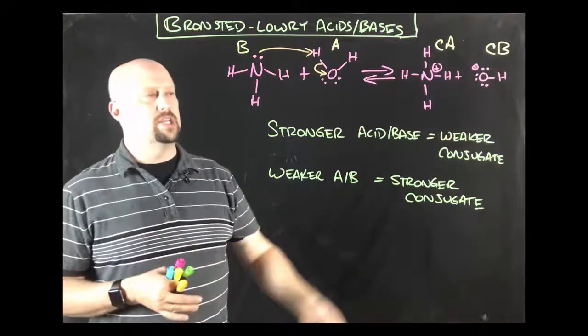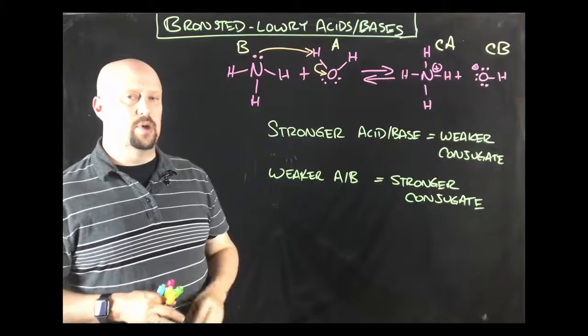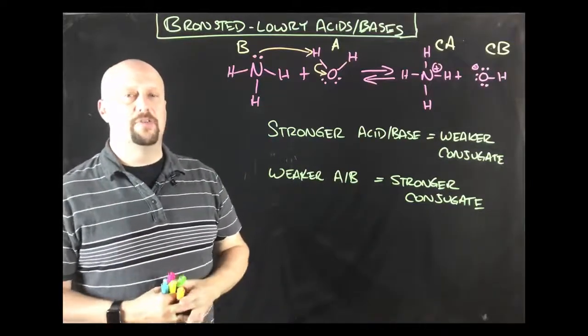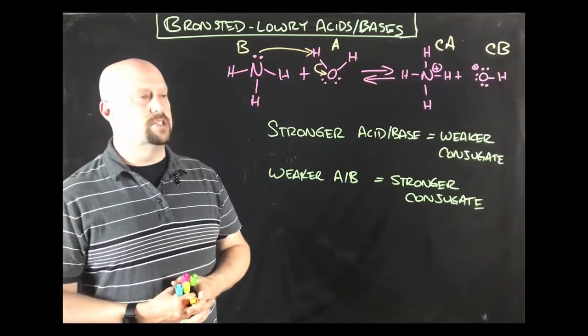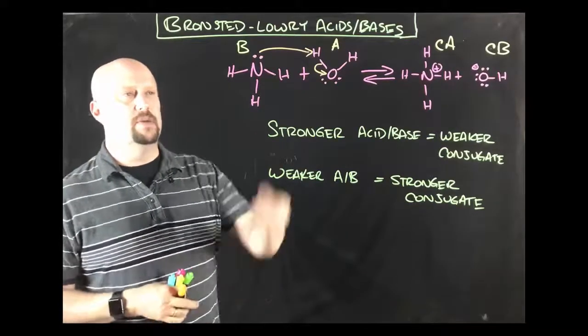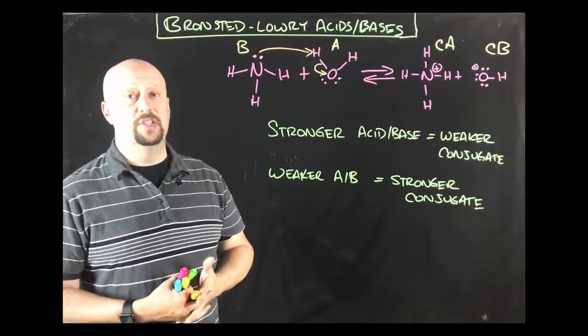Why does that matter? Well, that's going to matter a lot when we're trying to figure out which way the equilibrium shift is going, and that is going to be our topic for our next video. So hopefully you know how to do conjugate acids and bases in the Bronsted Lowry system, can identify them, and also can draw the curved arrows to represent where the electron density is moving.